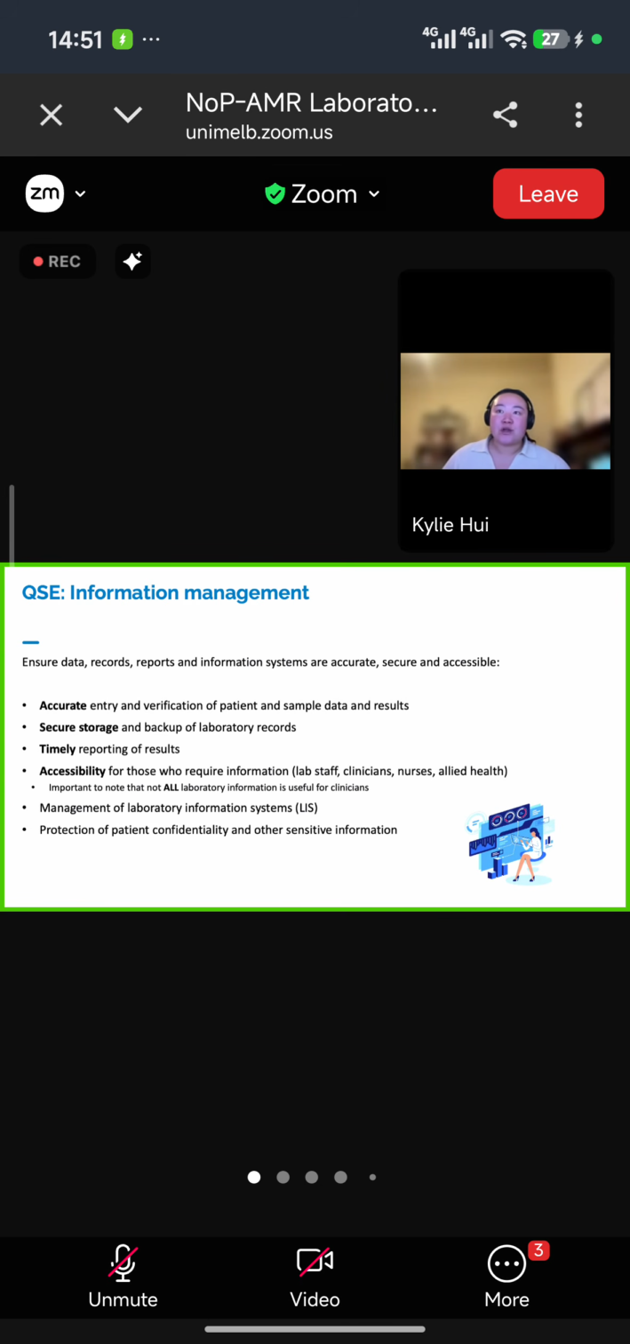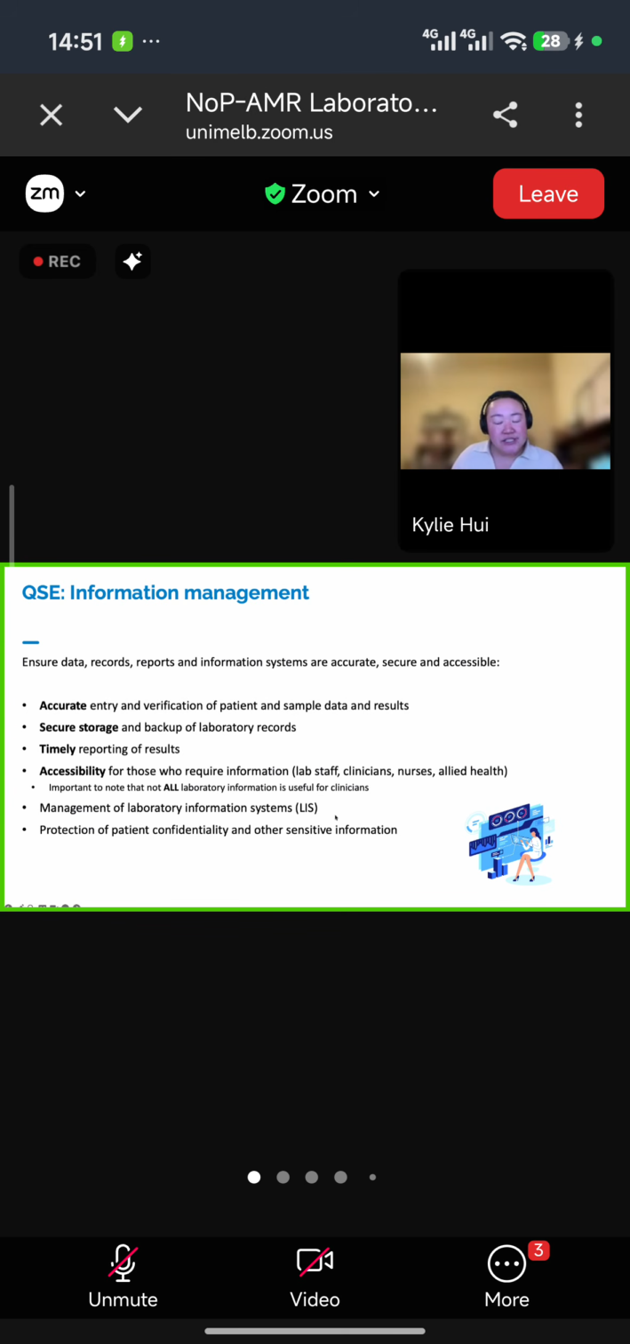But it's really important to note that not all laboratory information is useful for clinicians. So what I mean by this is, for example, in your LIS system or in your worksheets, you might have some information like this E. coli is indole positive. The laboratory knowing that information is useful because someone who looks at the same episode after you can see that, yes, you've tested indole for this E. coli, and it's definitely an E. coli because it's indole positive. Whereas if this information had gone out to a clinician, this is not useful information for them. So therefore, it's very important to have accessibility for those who require that specific information.